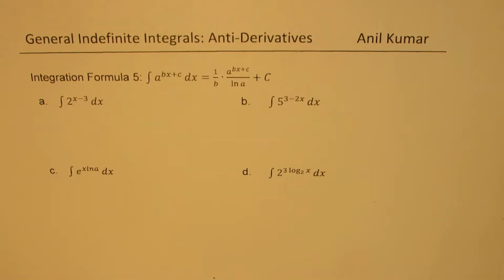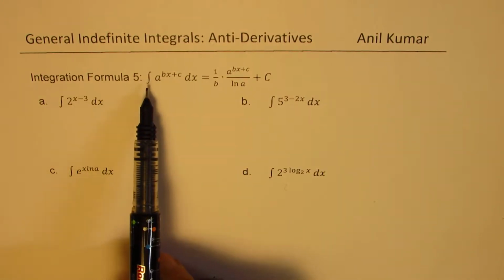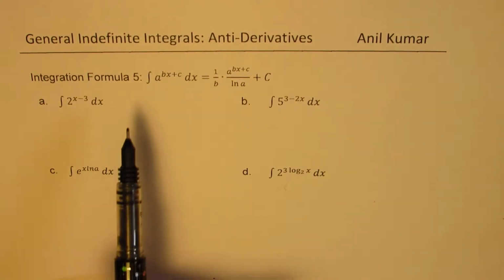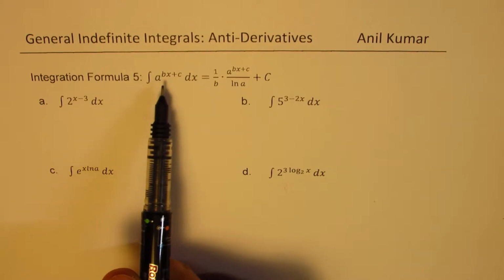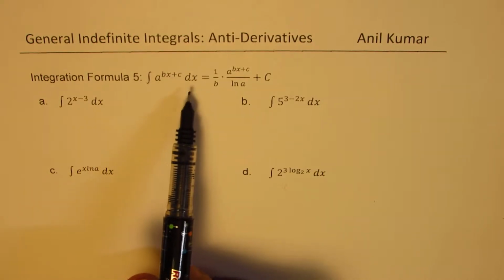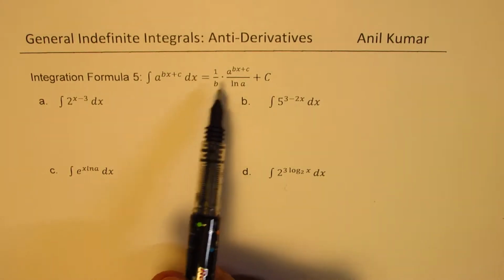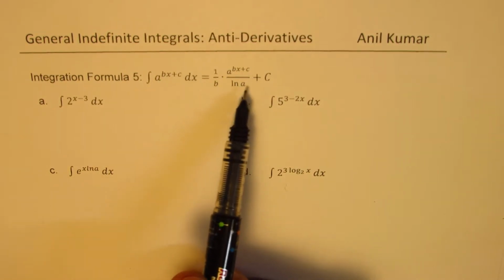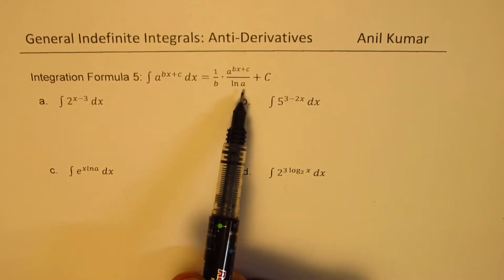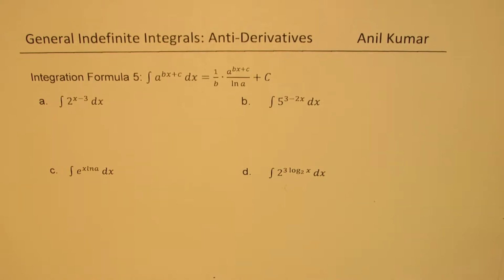We are solving questions based on antiderivatives. The formula, which you should remember, is written right there to solve these questions. Integral of a to the power of bx plus c dx is 1 over b times a to the power of bx plus c divided by ln a plus a constant c, of course. Based on this, we have 4 questions. I'd like you to pause the video, copy these questions, solve them, and then look into my suggestions.